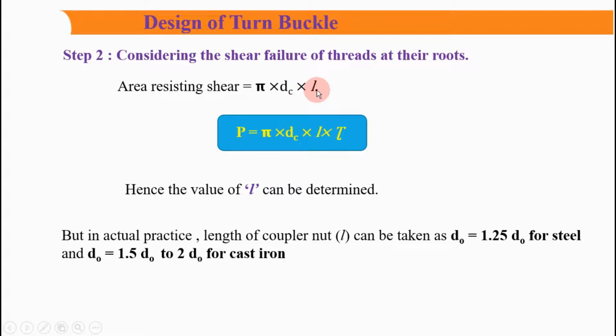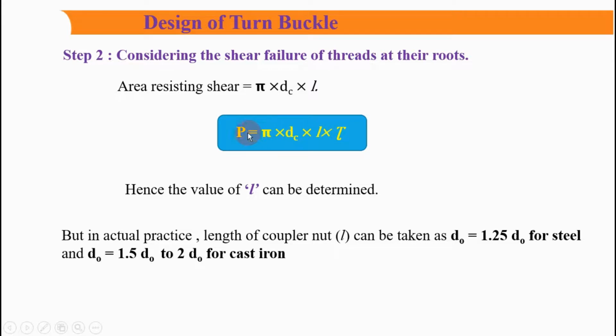So we have to check the shear stress acting at the thread roots. For that we need to equate it with P, that is the design load. So P is equal to pi into DC into L into tau. This is not T, let me tell you, this is a symbol, that is tau. So by this relation we can easily find out the value of L, and L stands for the length of the coupler nut.